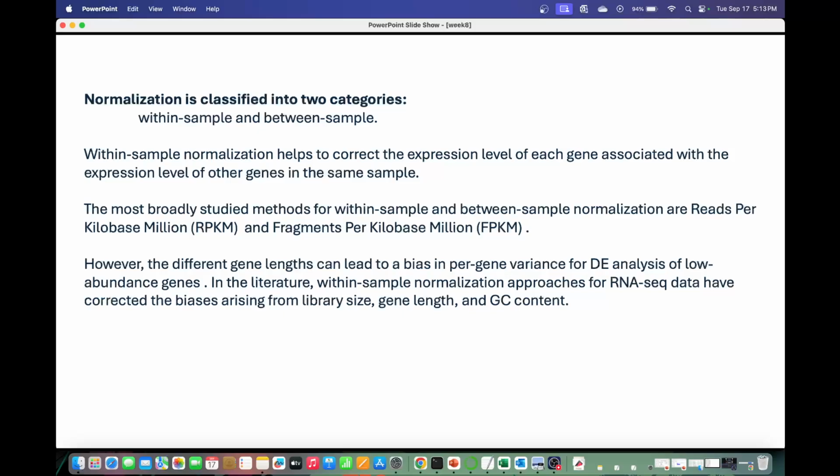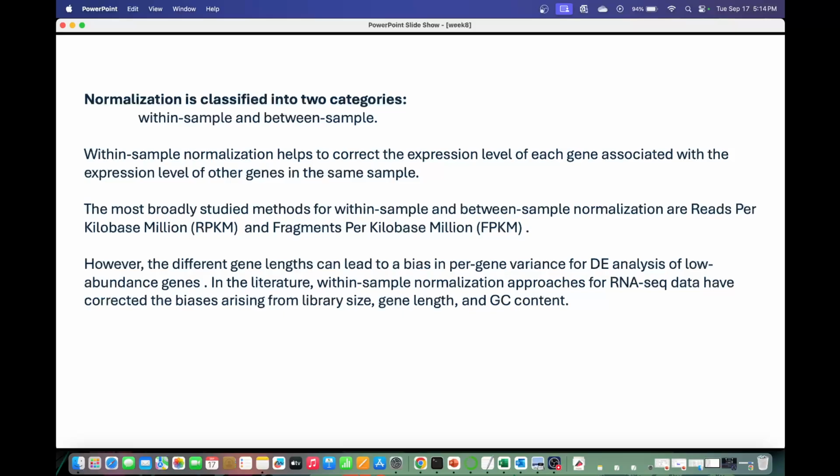Within sample normalization helps to correct the expression level of each gene associated with the expression level of other genes in the same sample. So it's about normalizing by gene length, or normalizing by the total read count, or normalizing by the depth of coverage. These are the kind of things that you normalize with for within sample normalization, and there can be many methods for that. The broadly studied methods for within sample and between sample normalization are RPKM and FPKM. We'll read about this in the coming slides.